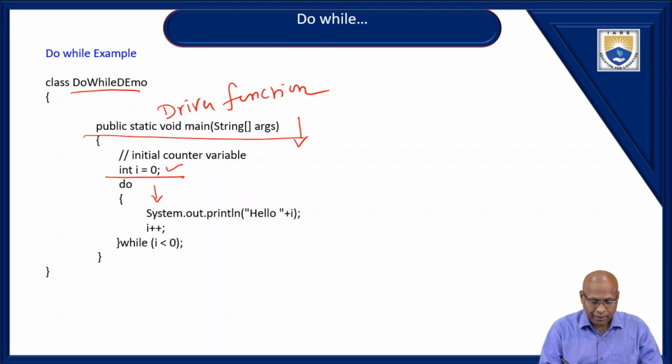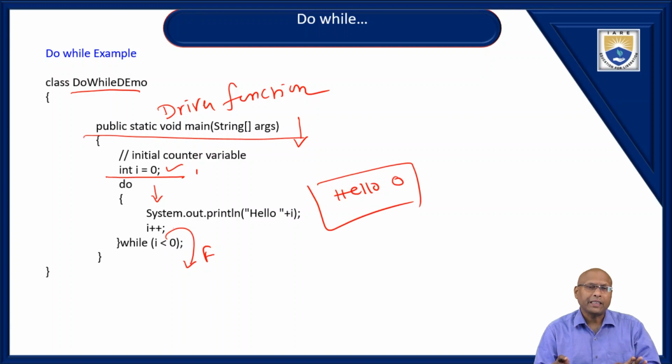So it prints what? Hello 0. Hello followed by plus i. i means initially 0. So it prints hello 0. Then i++, i becomes 1. Is 1 less than 0? No. Then condition false. False means come out. Actually 1 is greater than 0, so immediately stop. So it prints what? Hello 0. After that, the control comes out of the loop, then stops.